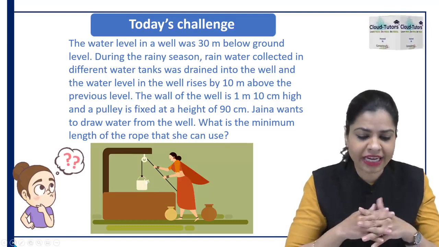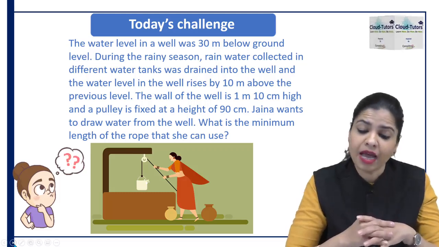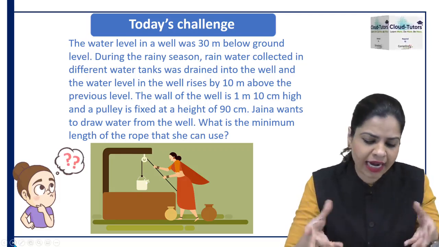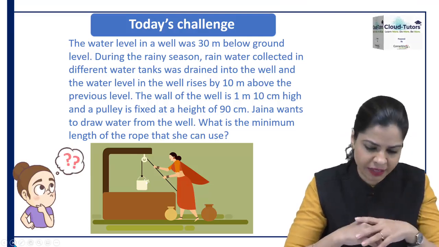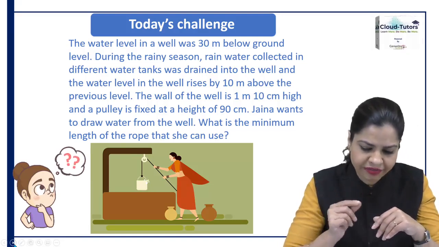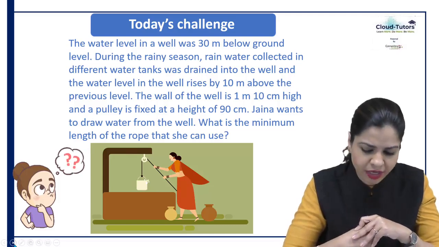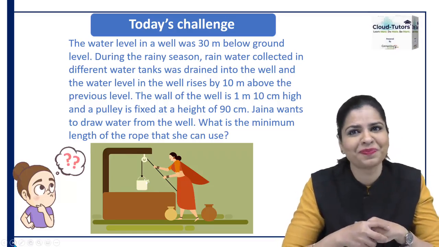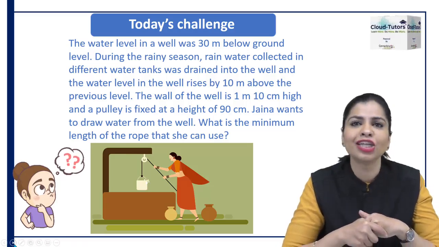The water level in a well was 30 meters below ground level during the rainy season. Rainwater collected in different water tanks was drained into the well, and the water level in the well rises by 10 meters above the previous level. The wall of the well is 1 meter 10 centimeters high, and a pulley is fixed at the height of 90 centimeters. Jaina wants to draw water from the well. What is the minimum length of the rope that she can use? Tricky? Yes, that is why I call this a challenge question.